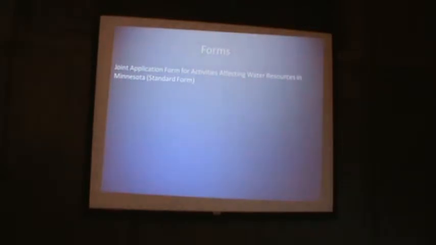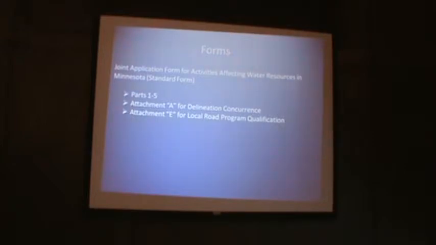Okay, so the forms, use a standard form. Parts 1 and 5, that's the basic information, the who's, the what's, and the where's. Attachment A for delineation concurrence, if you're submitting the delineation with the application. Attachment E is for the local road program, and that also includes a TEP sign-off form. You may need attachment D if there's trail projects or something that's not eligible. And if that's the case, you also need an LGU notice of decision.